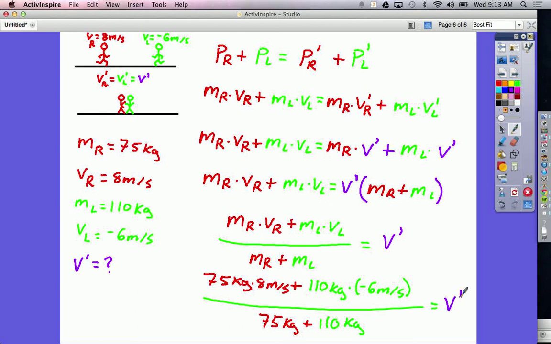And when I plug all that into my calculator, I'm almost out of room, so I'm going to write it down here in the bottom left. When I plugged it into my calculator, I get that v prime equals negative 0.32 meters per second. And since it's negative, we know that it must be going in the left direction. And since it's going in the left direction, there is no score. The running back gets stuffed at the line.